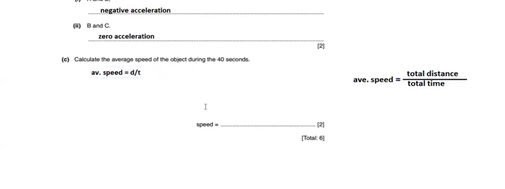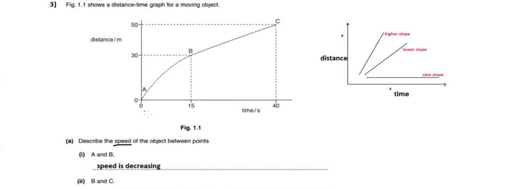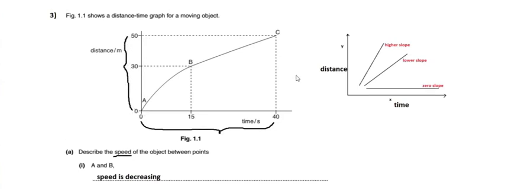So we need to calculate the average speed for this time duration, that is 40 seconds. So here you can see from 0 to 40 seconds, that means this time interval, how much total distance is covered by the object. It is going from 0 to 50. Okay, this is the total distance traveled by the object. So it is going from 0 to 50 meters. So we can say in the time span of 40 seconds, it has covered the total distance of 50 meters.